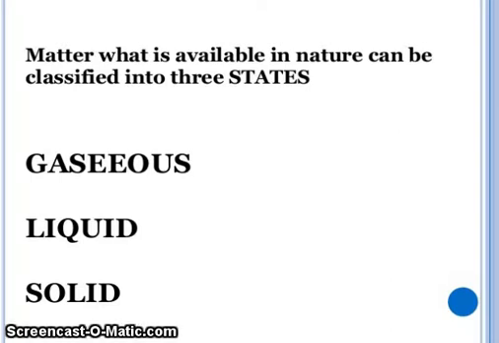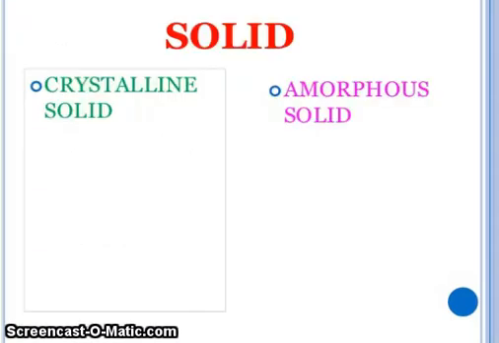Today in this video, I am going to talk about solid state. You know friends, matter available in nature can be classified into three states: gaseous, liquids and solids. And solids are further classified into crystalline solids and amorphous solids.